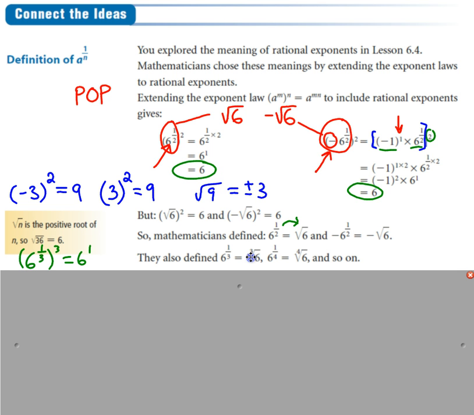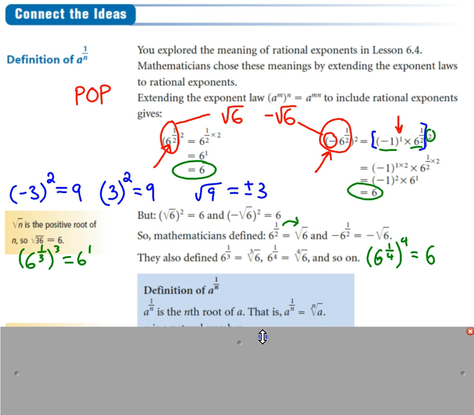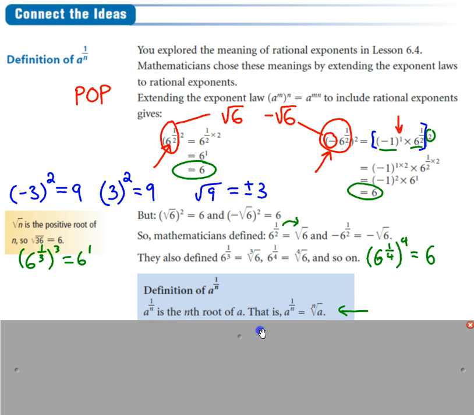Or alternatively, if we had 6 to the 1/4 and we were to raise that to exponent 4, that would also give back 6 by the power of a power law. So by the definition, we must be using roots whenever we are applying a rational exponent. This can be summed up as follows. The definition of a to an exponent 1 over n is the nth root of a. And written in math symbols here, I want you to write this down in your box.